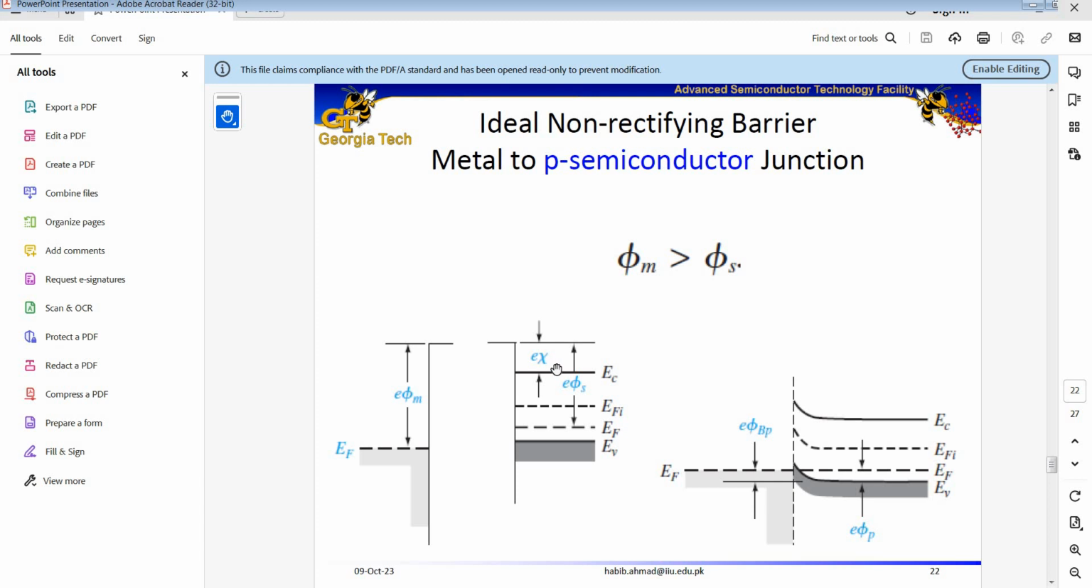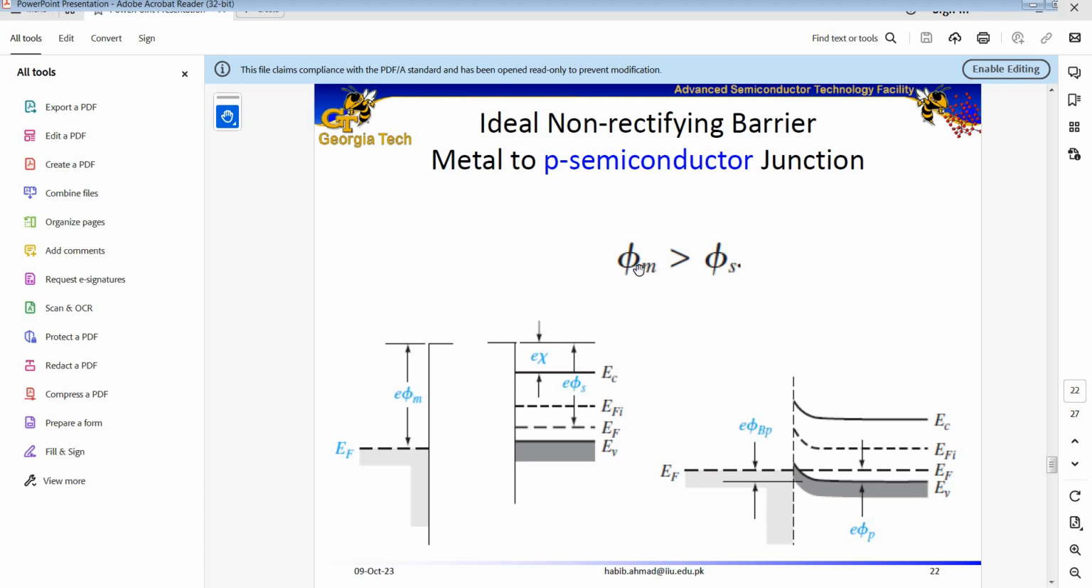and chi for gallium nitride is 4.1 electron volts. Now 4.1 plus approximately 3.4, that makes it 7.5. So our semiconductor work function would be close to 7.5 electron volts. So we need a metal which has a work function less than the semiconductor work function in order to achieve a rectifying barrier. This is an example of a non-rectifying, but first I want to show you a rectifying barrier.